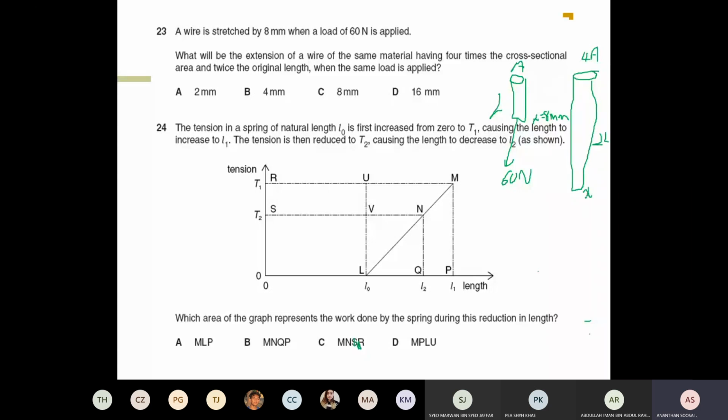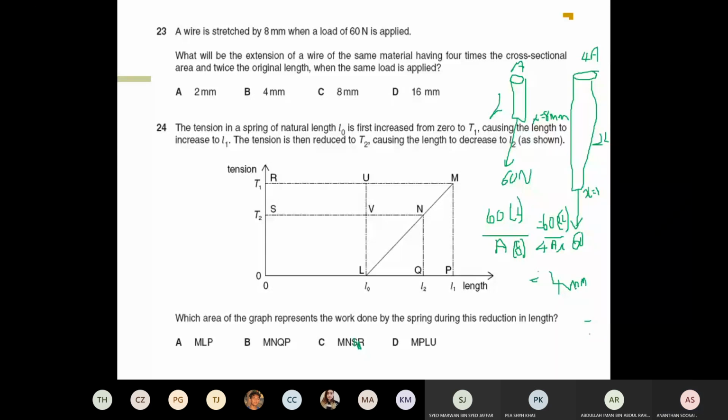So they're asking what is the new extension. And force is still 60 Newton. So what is the extension? So of course, the Young modulus. So 60 times L over the area A. The extension is 8 mm. No need to change the unit. It is equal to 60 times 2L over 4A. New x. So yeah, it makes 4 mm.